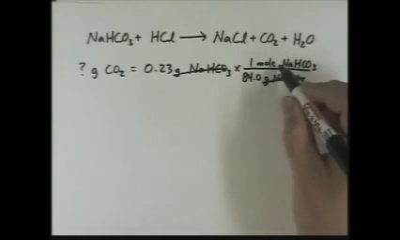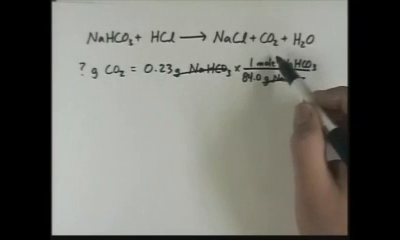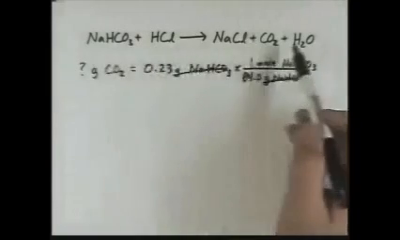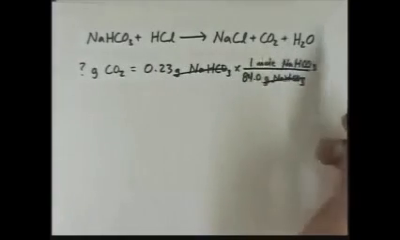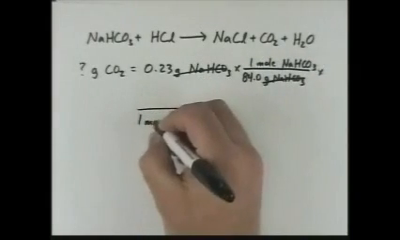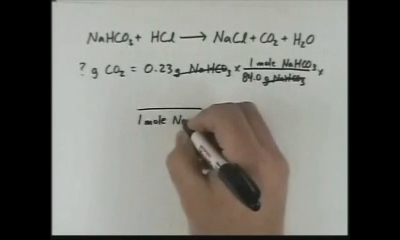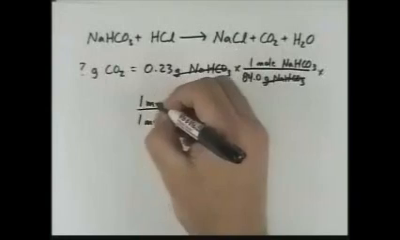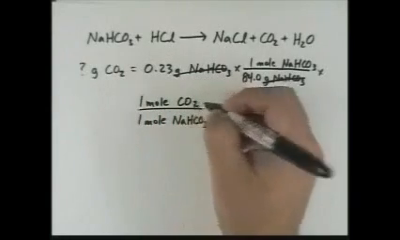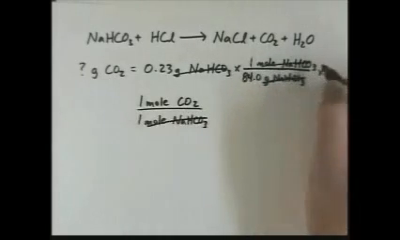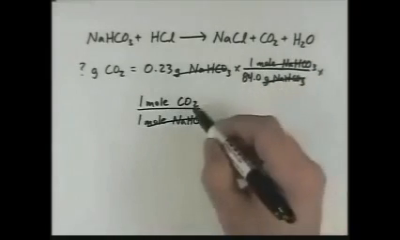Now that I have moles of sodium bicarbonate, I'm ready to use the mole ratio to make the switch to moles of carbon dioxide. The equation is balanced with all coefficients of 1, so I put 1 mole of sodium bicarbonate on the bottom and 1 mole of carbon dioxide on the top. The moles of sodium bicarbonate cancel, leaving me with moles of carbon dioxide.